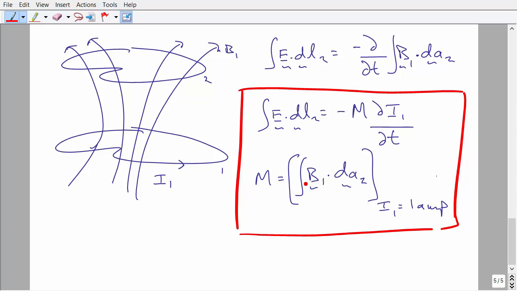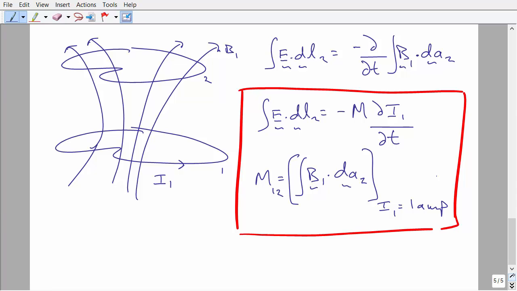integral of B1 dot dA2. So the magnetic field produced by wire 1, dotted into dA2 and integrated across this area. Okay, so this quantity here is called the mutual inductance, and often it's given a couple of subscripts, M1,2 let's call it, meaning the mutual inductance of coils 1 and 2.